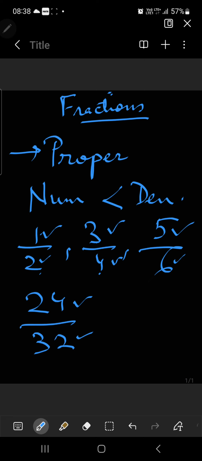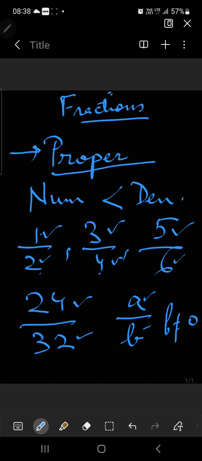So in a proper fraction, you must have understood the condition of writing a fraction. It should be in the form of a by b, and b is not equal to 0, and these a and b would be whole numbers. So these are all whole numbers, but in a proper fraction you have to see that your numerator number should be less than your denominator number. Understood?